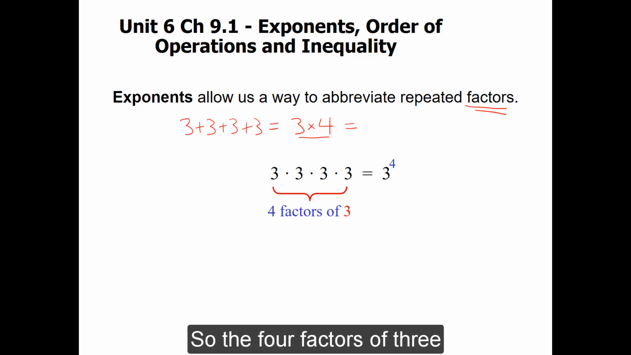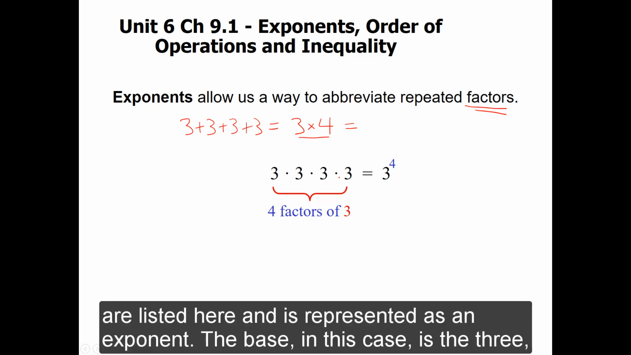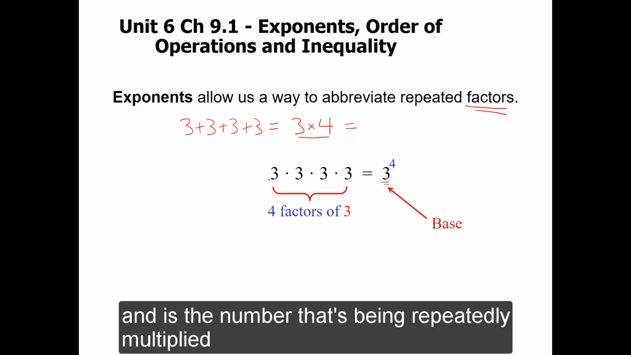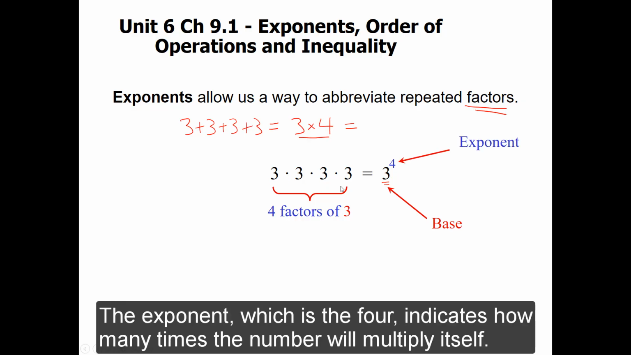Okay, and so the four factors of 3 are listed here, and how we represent this as an exponent is the base, in this case the 3, is the number that's being repeatedly multiplied, and then the exponent, which is the 4, tells us how many times the number will multiply itself.